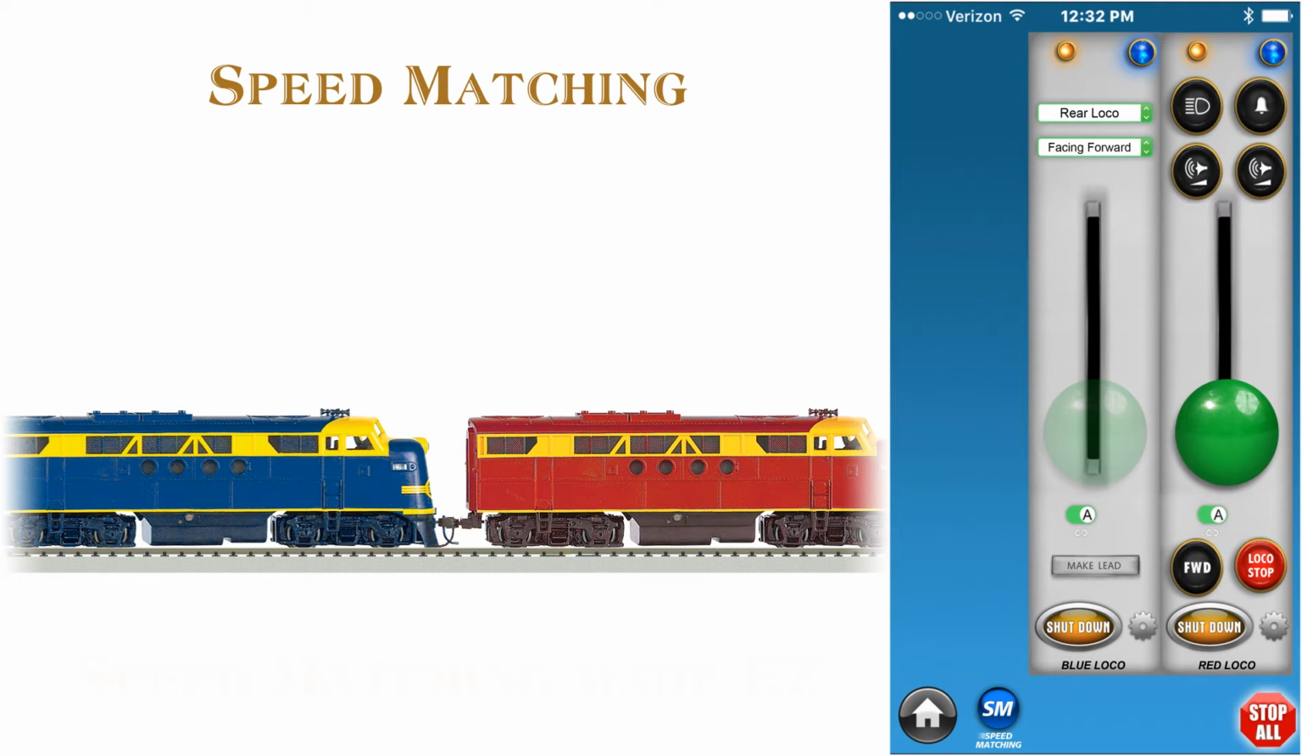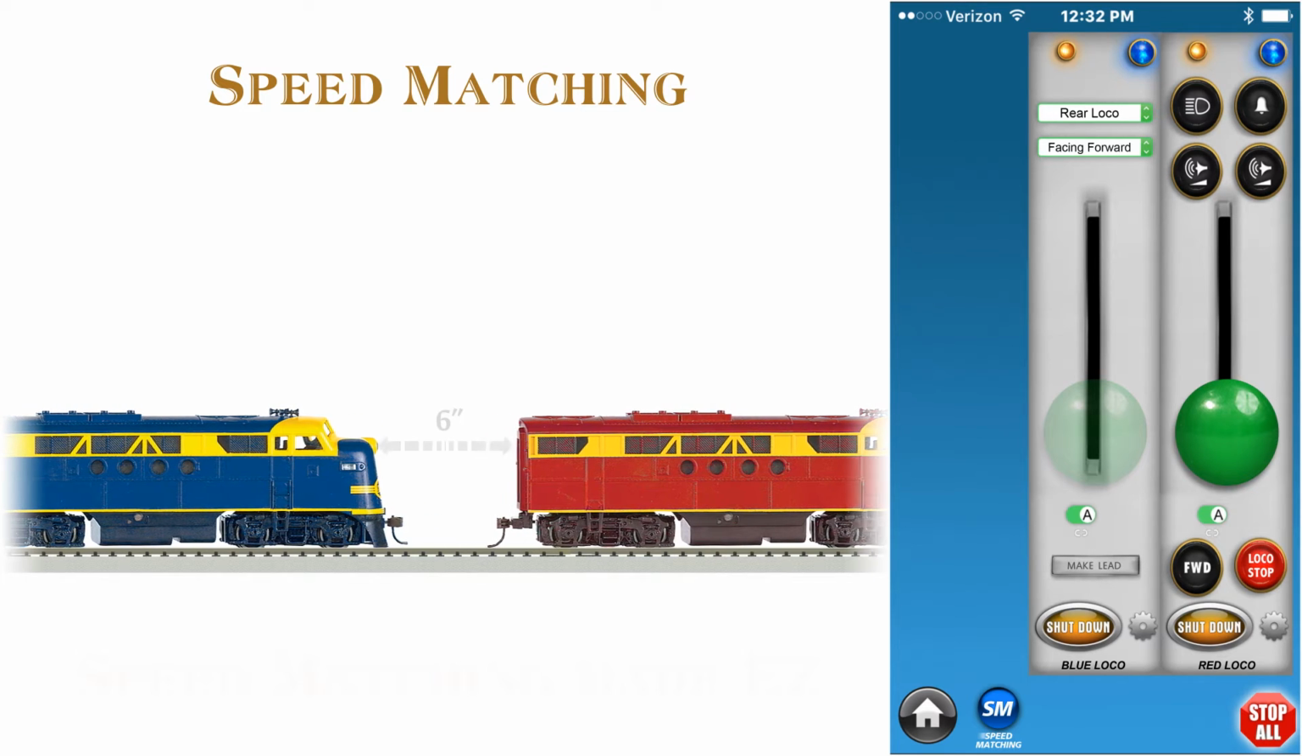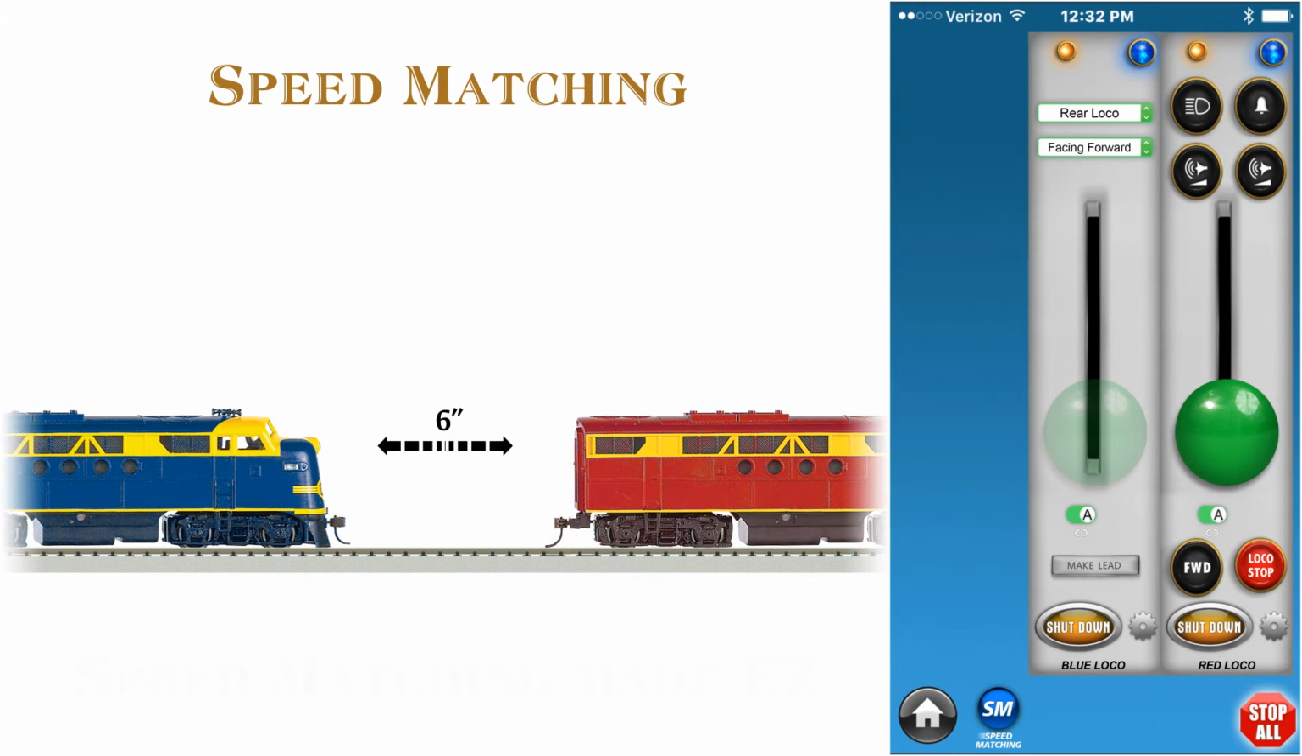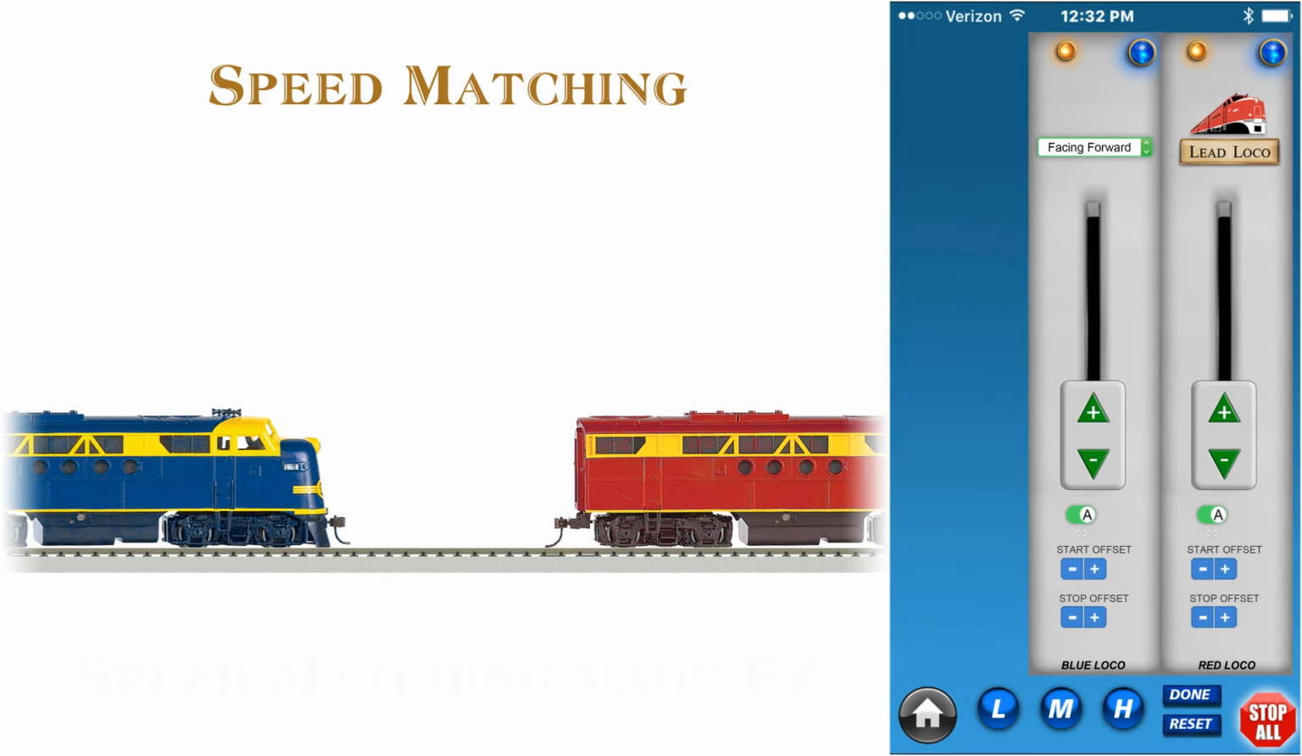To speed match locos, you're going to want to space them at least 6 inches apart, uncoupled. Just like speed matching in DCC, you want to speed match your locos at 3 speeds: low, mid, and high. With the 2 locos consisted, press the speed match button. You'll now see 3 buttons: low, mid, and high. The throttles now have these little up and down arrow buttons. These allow you to tweak the speed of each loco to get your locos to match.